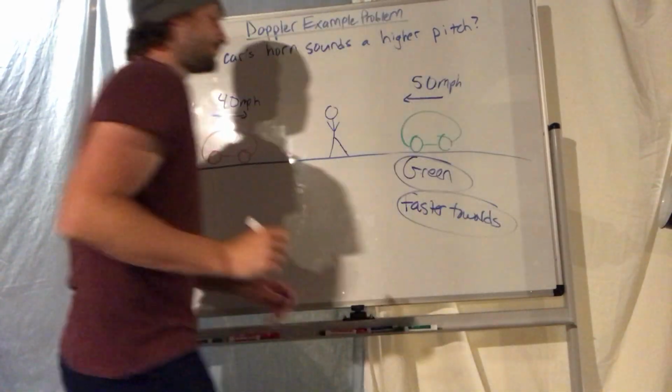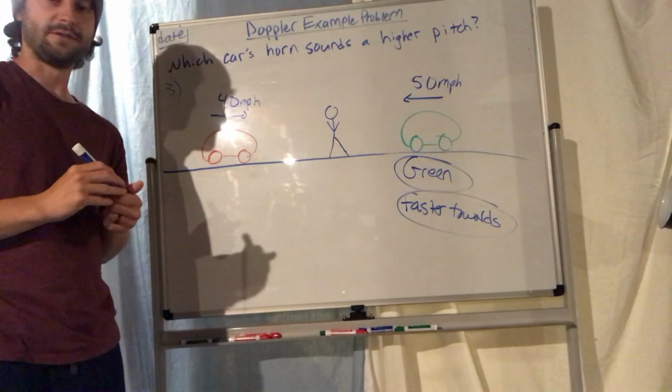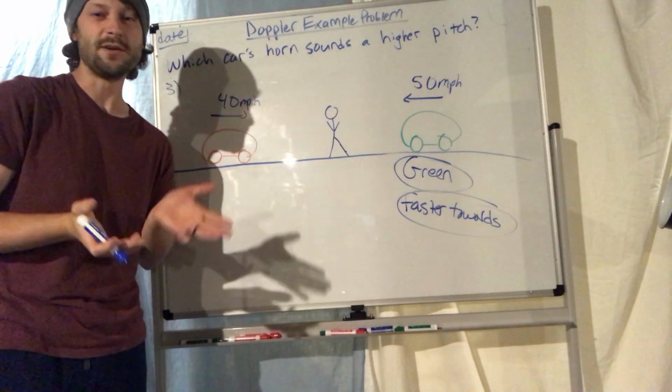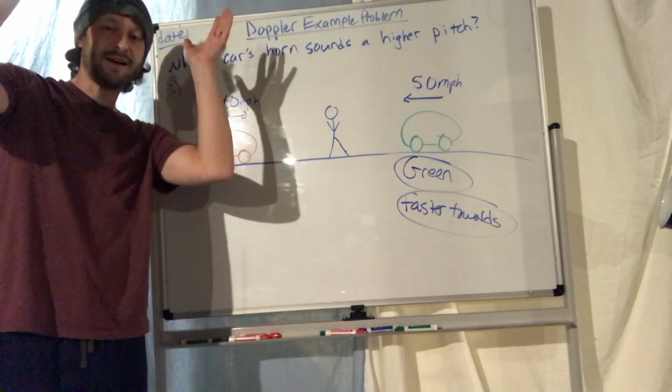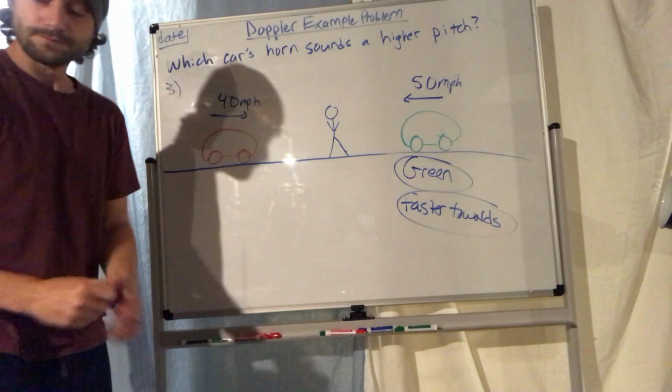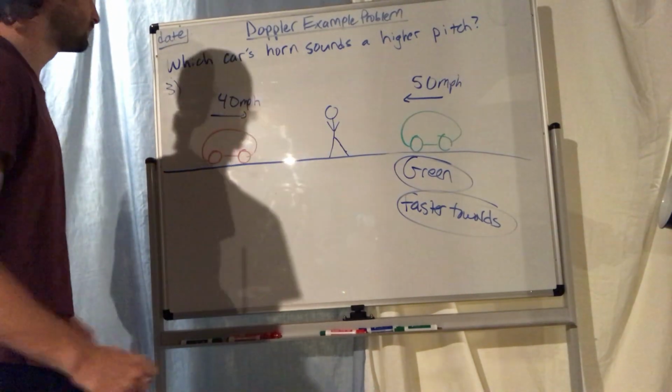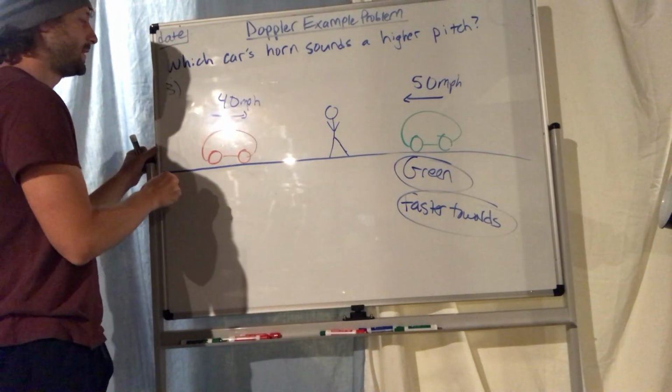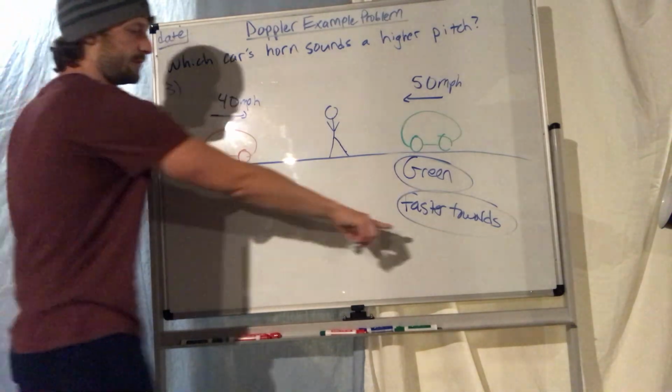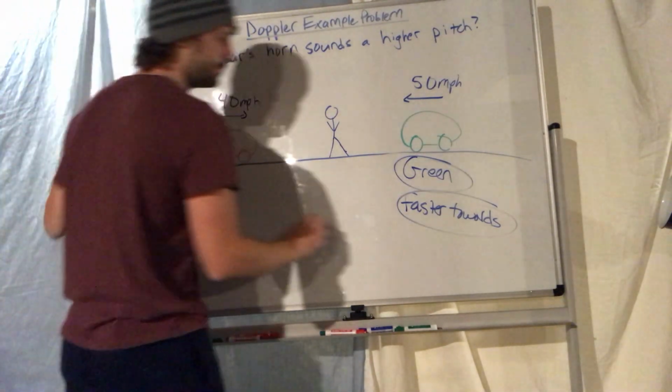All right? So if you head towards the person, it's a higher pitch. If you go even faster, it's an even higher pitch. Copy that down, and then we're going to go to number four. Don't forget to give your reasoning.